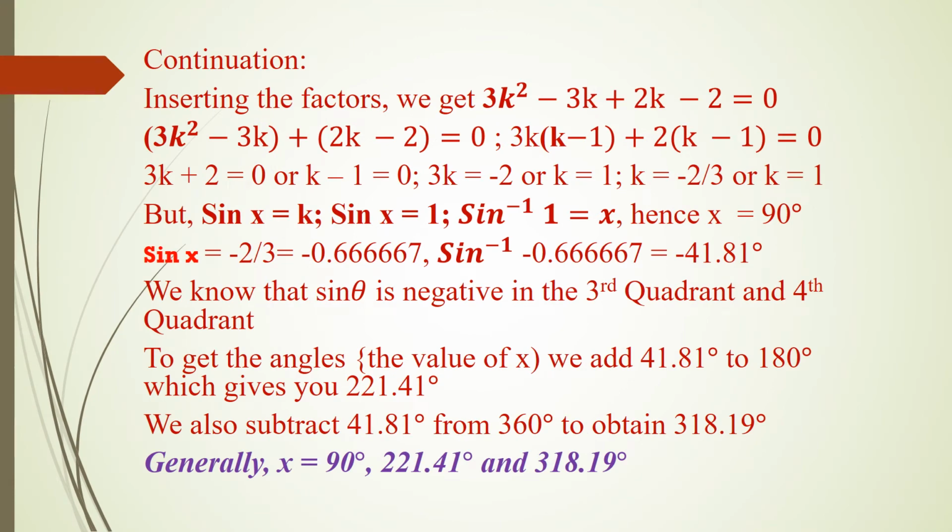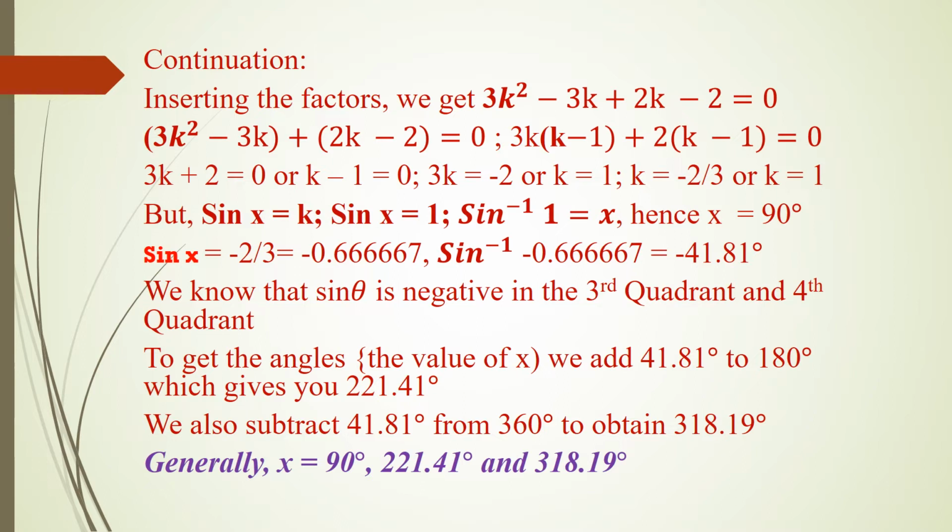It's a continuation from the previous page. So once we got the factors as minus 3 and positive 2, we are going to insert them in our quadratic equation. And now we are going to obtain 3k squared minus 3k plus 2k minus 2 is equal to 0. Introducing brackets for the first two terms and the last two terms, we obtain 3k squared minus 3k, plus 2k minus 2, all of them being in brackets as shown, is equal to 0.